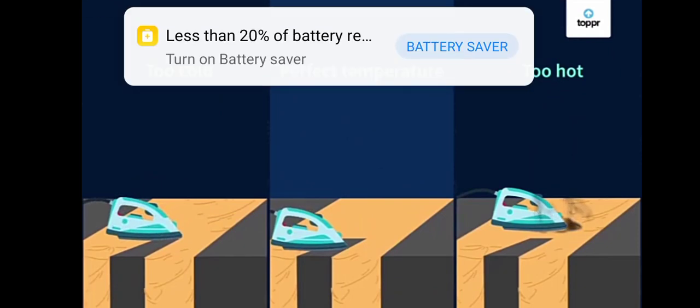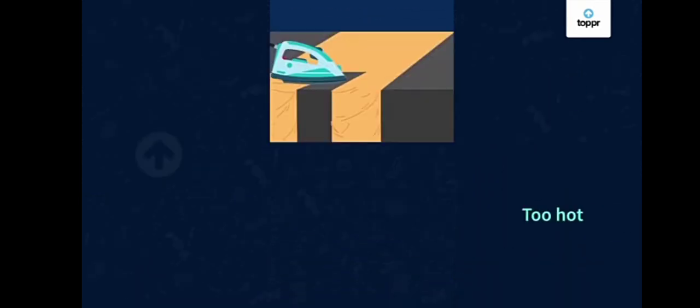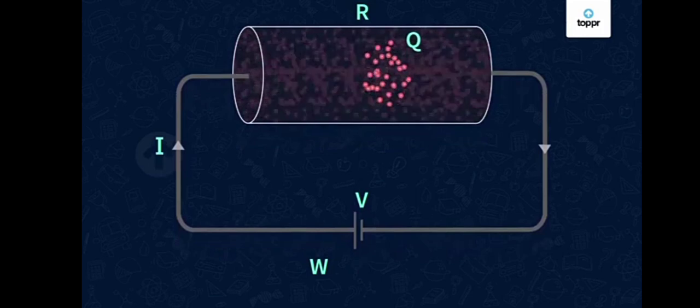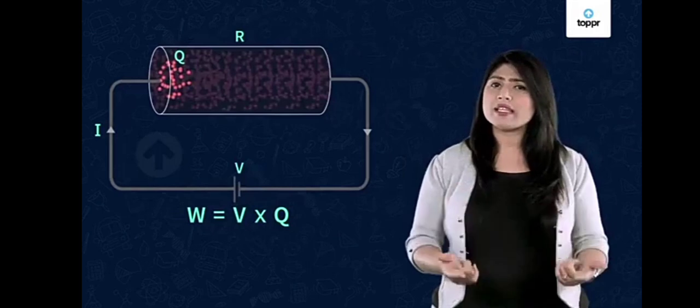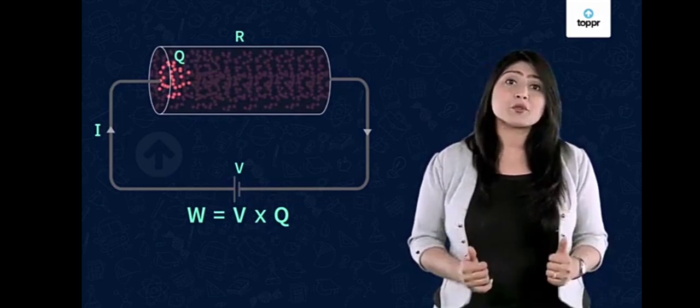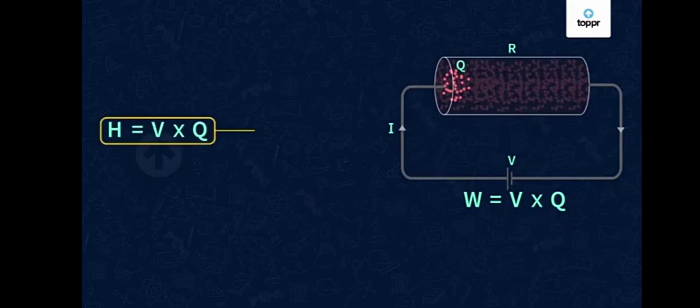How can we predict how much heat is produced in any conductor? Say we have a conductor with a resistance R and there is a potential difference of V across it. The wire draws a current I. We already know that the work done to move a charge Q is given by V times Q. This work done finally converts into heat energy. So, we can also say that the heat produced is the same. That is, the heat produced in a conductor is also given by V into Q. Let's call this equation 1.